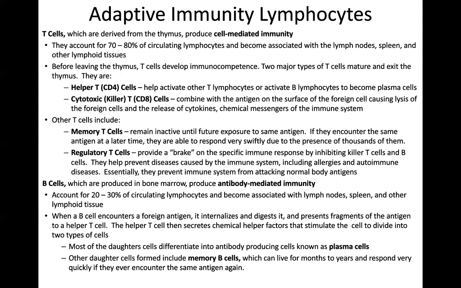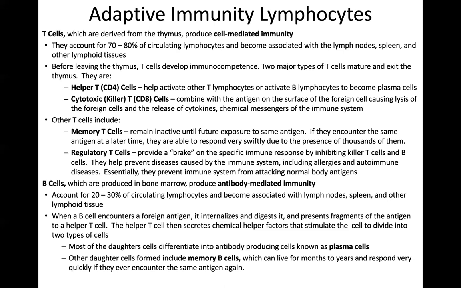There's also two other types of T cells, memory Ts and regulatory Ts. Memory Ts remain inactive until future exposure to the same antigen occurs. And if they do encounter that same antigen at a later time, they're able to respond very swiftly because there are thousands of them in our body. Okay. And then regulatory T cells are those that help prevent autoimmune diseases, where essentially the immune system attacks itself.